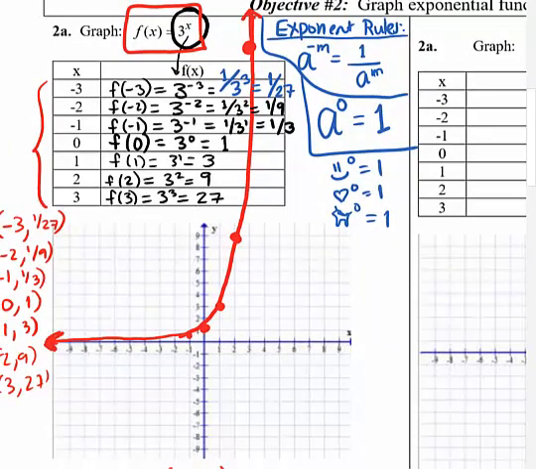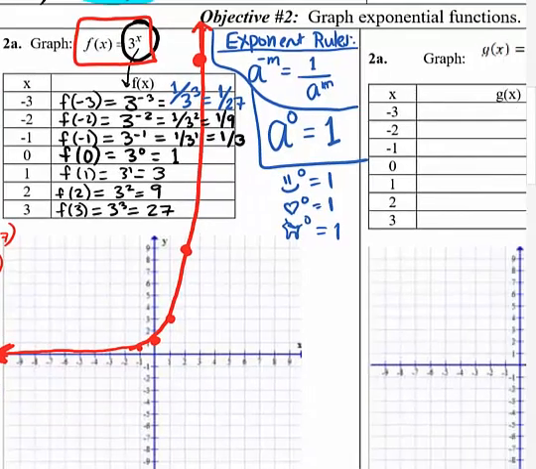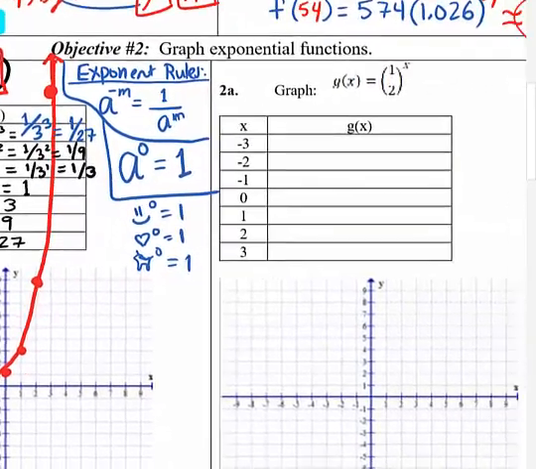On the left side of the y-axis, it's getting closer and closer to the x-axis. It's never going to cross it, but it's getting closer. And on the right side, it shoots upward really quickly.